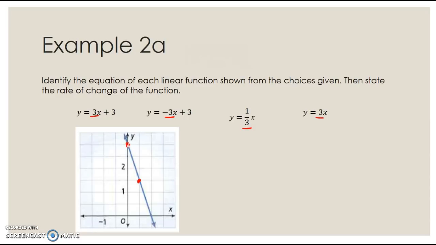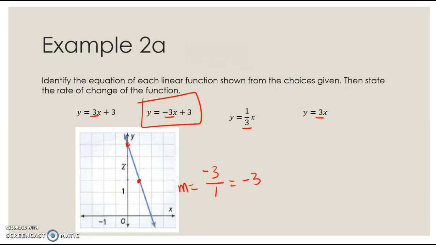And so when I go here, we have 1, 2, 3. So we go down 3 and we go right 1, which would give us a slope or a rate of change of -3/1, which is equal to -3. So I'm going to say that our answer is y equals -3x plus 3.